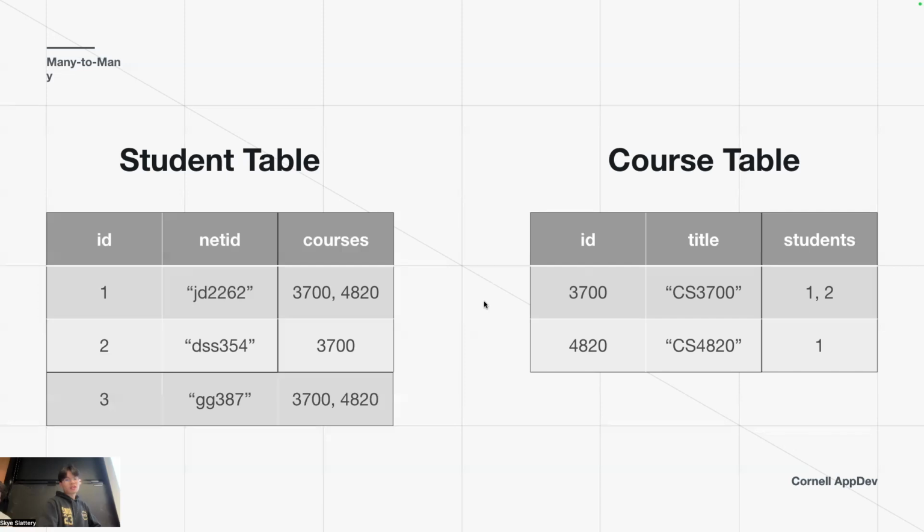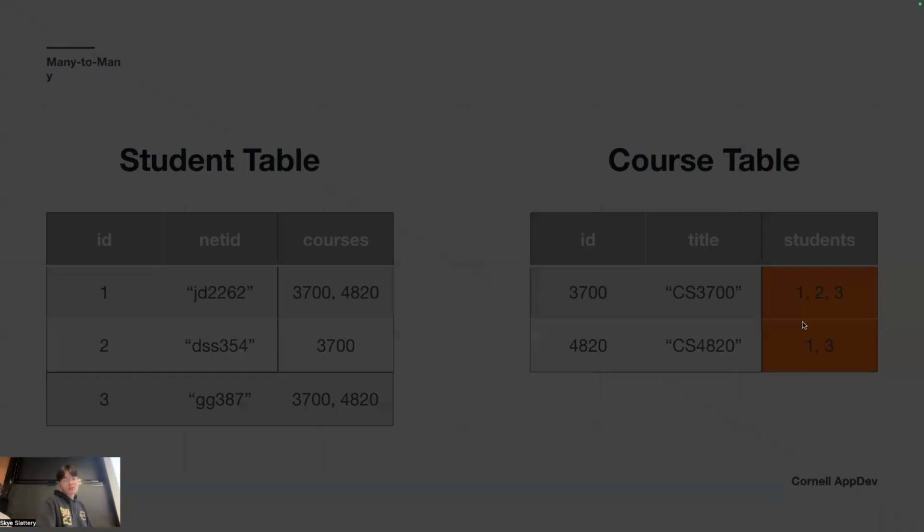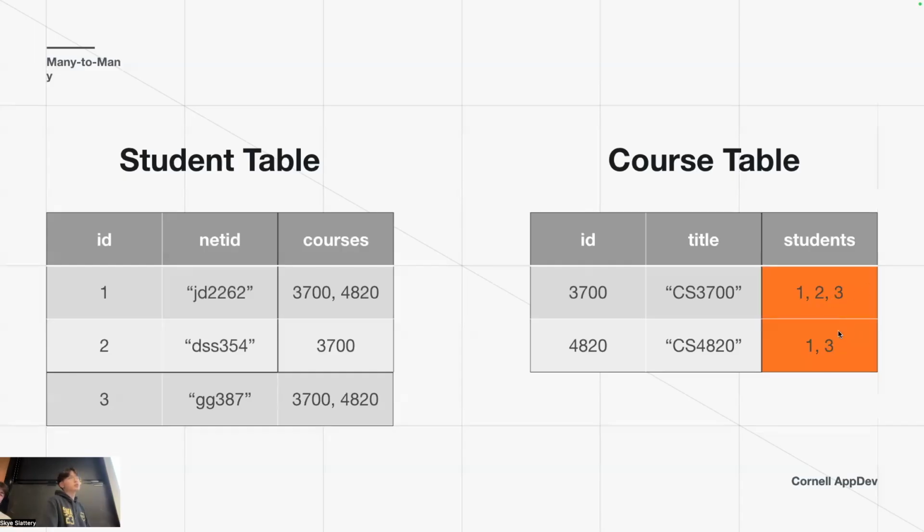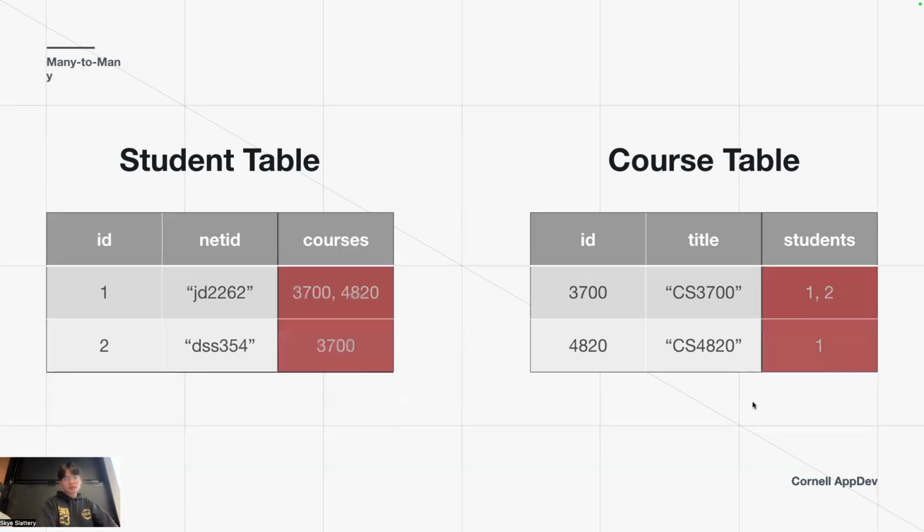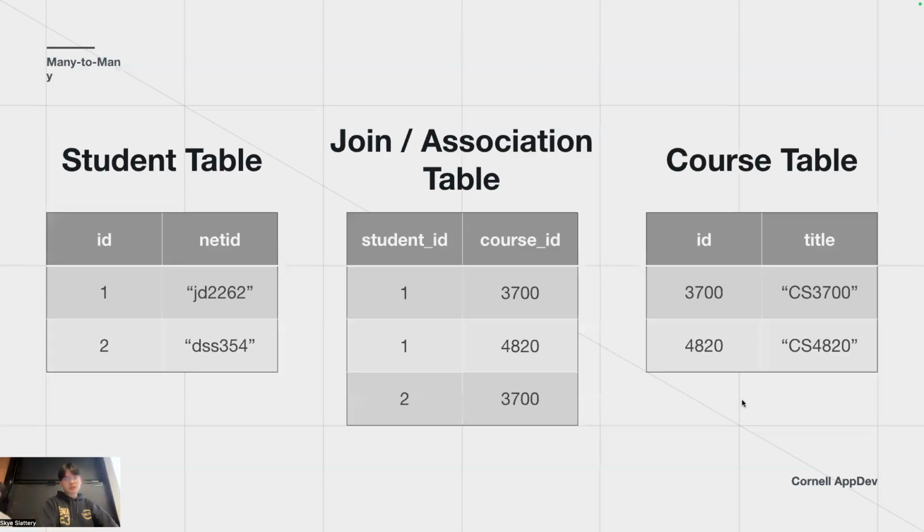But the reason why it's not good is because if you want to add a new student with, for example, the same courses as myself, you would also have to add 3 to every one of these rows. So it would require you to add this in the student table and also add the IDs in the course table. This sort of works, but it's also inefficient. You would have to add IDs here and update them whenever you add something new. So the solution is to have a join or association table.